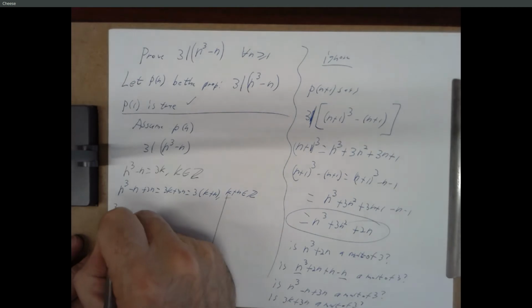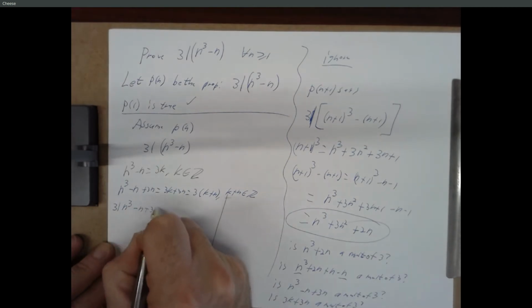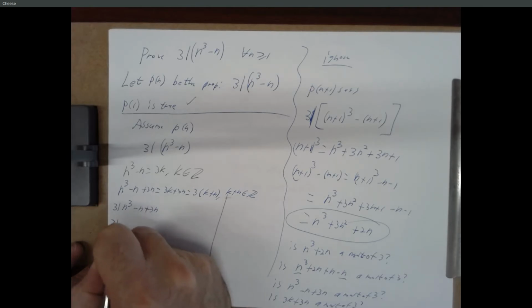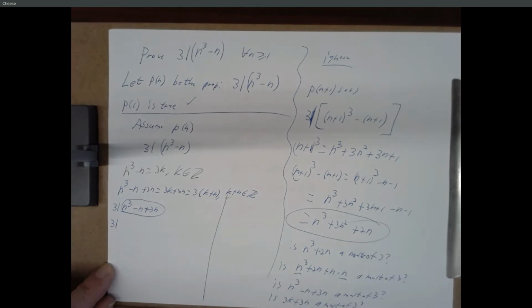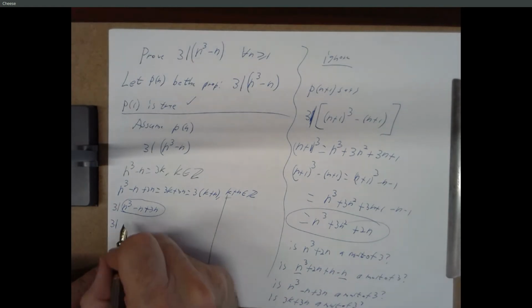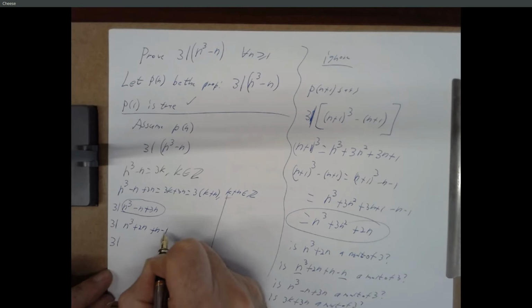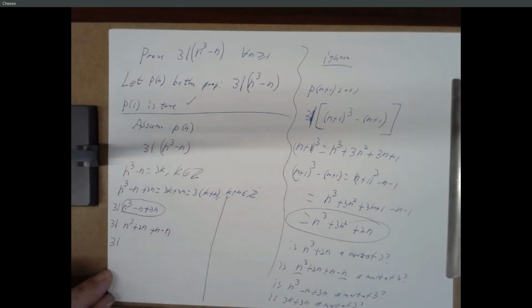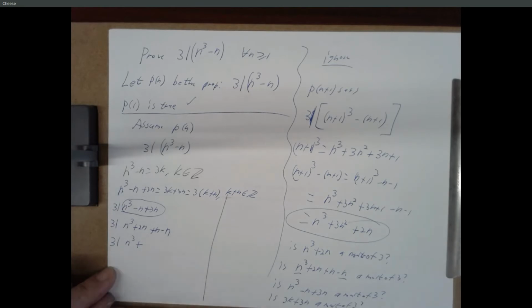So 3 divides n cubed minus n plus 3n. And I'm just going to rewrite this a bunch of ways that are exactly the same algebraically. n cubed minus n plus 3n is the same as n cubed plus 2n plus n minus n, which is the same thing as n cubed plus, did I lose a square somewhere?